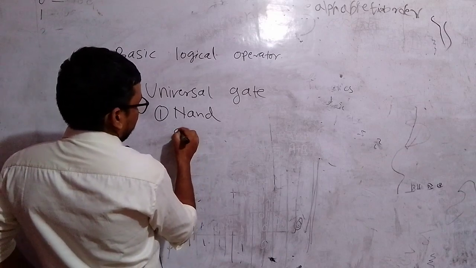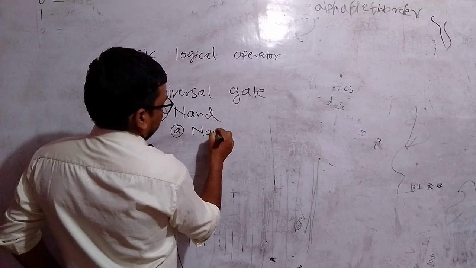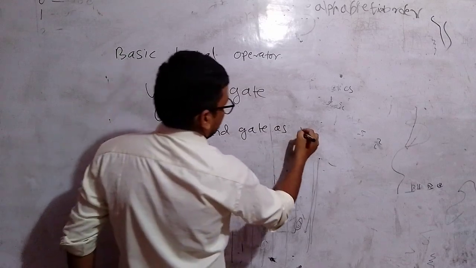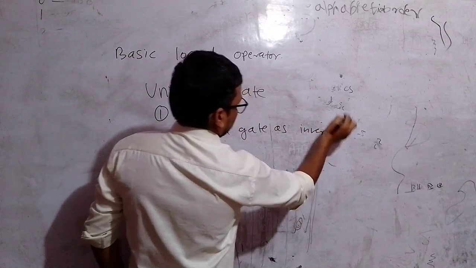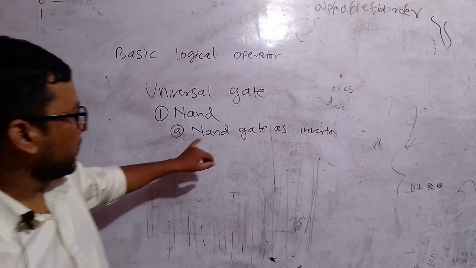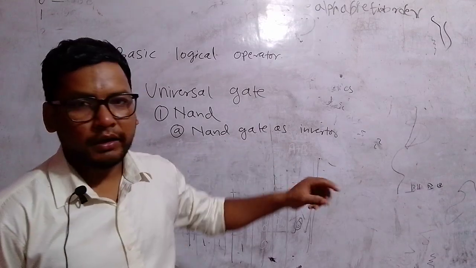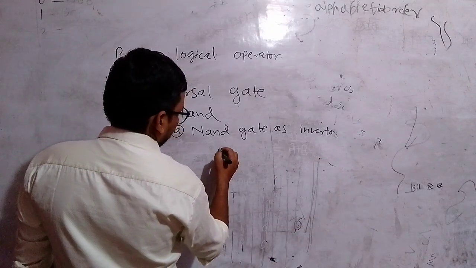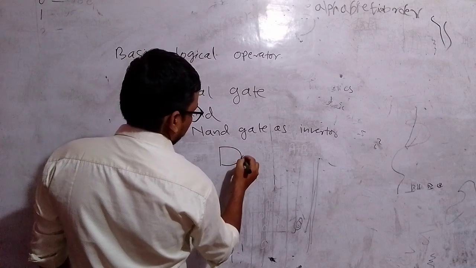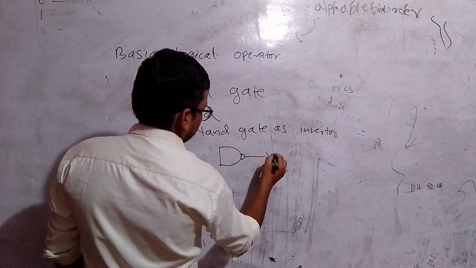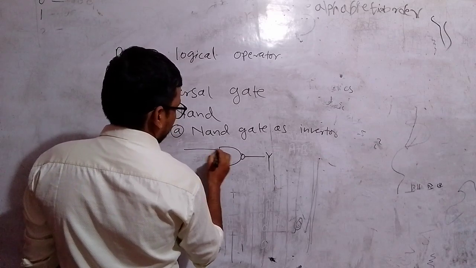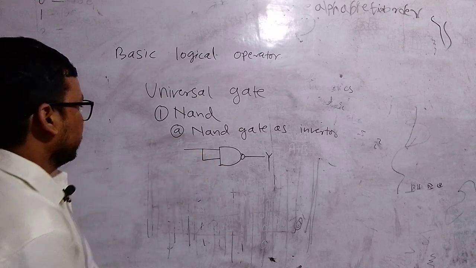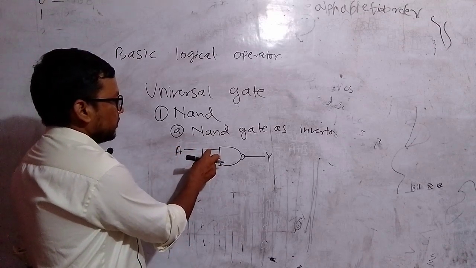Now how? First, NAND gate as an inverter. Inverter means how a NAND gate performs NOT operations. Let's draw the circuit diagram of the NAND gate. Let's take a two-input NAND gate and connect both inputs to each other. That means only one input flows to both inputs.